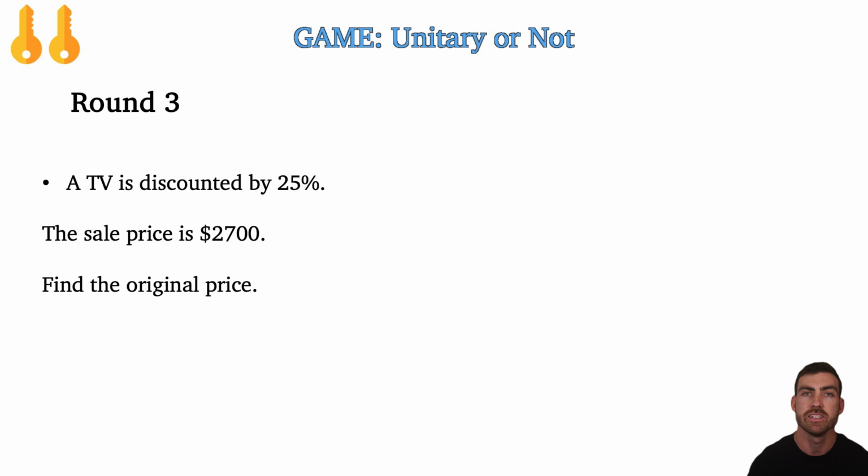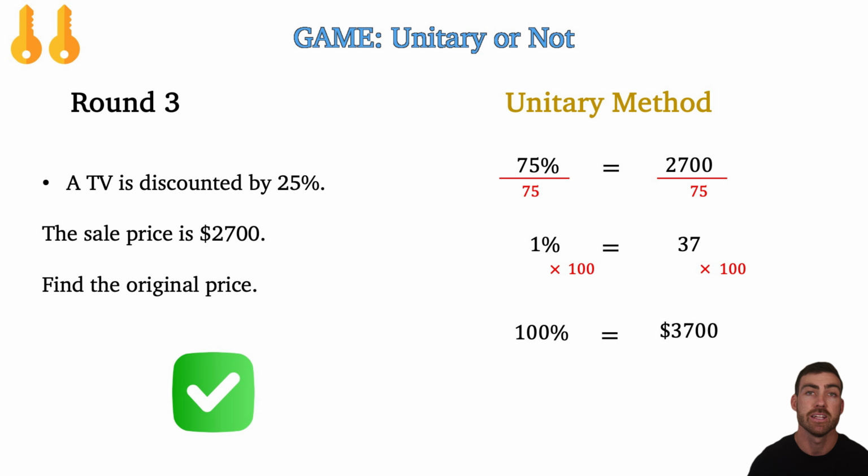Round 3, a TV is discounted by 25%. The sale price is $2,700. Find the original price. Answer is yes, this is the unitary method.